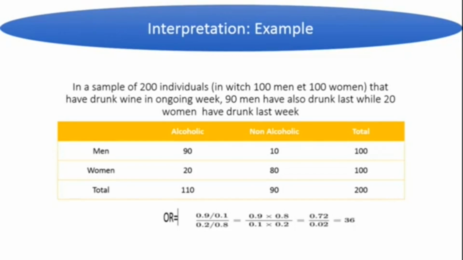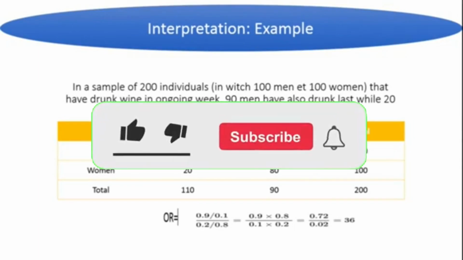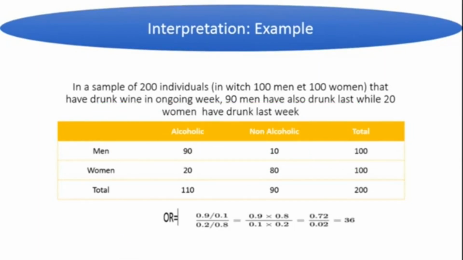So in our sample we have 19 men that have also drunk the last week, who are alcoholic, and only 10 of the 100 men have not drunk in the previous week. And let's look at the women population. We can see that 20 women in our sample have drunk in the previous week among 100 women that have drunk in the current week. So we can calculate the odds ratio, and we find that the odds ratio is 36. That means that being a man is a risk factor for developing alcoholism. That also means that in the group of men, alcoholism is 36 times higher than in the women population.